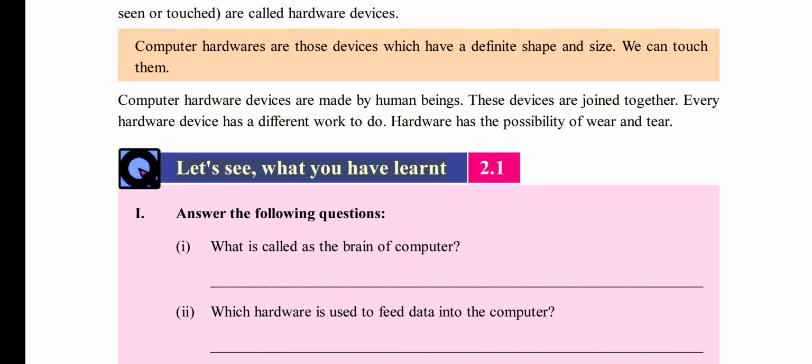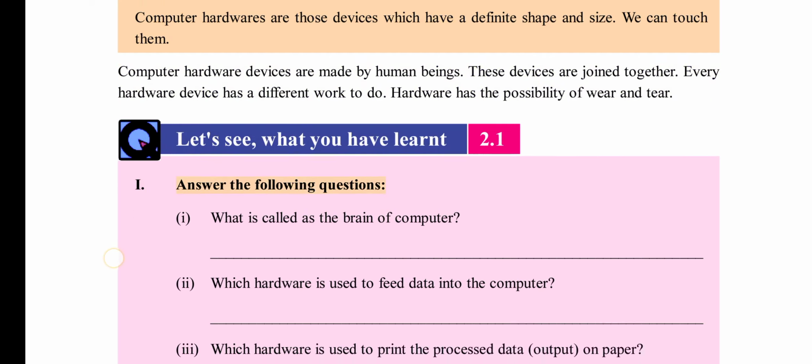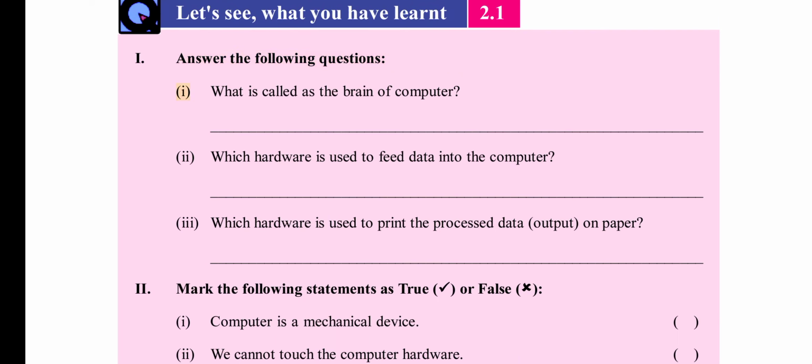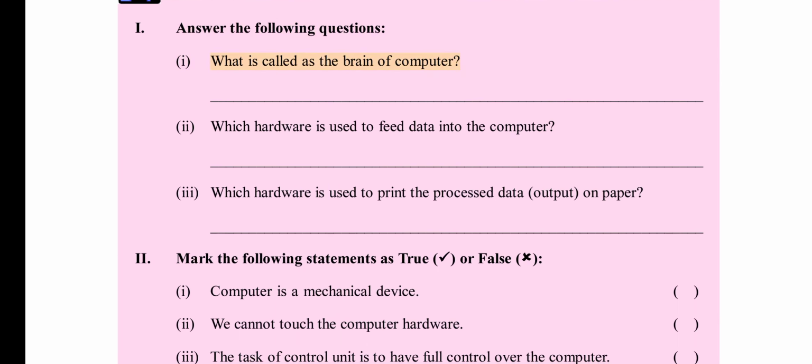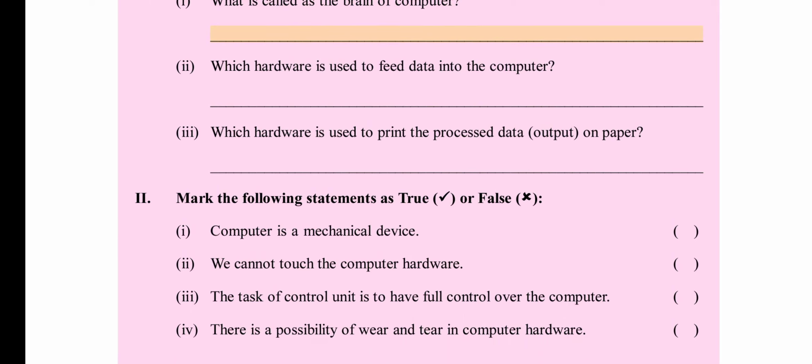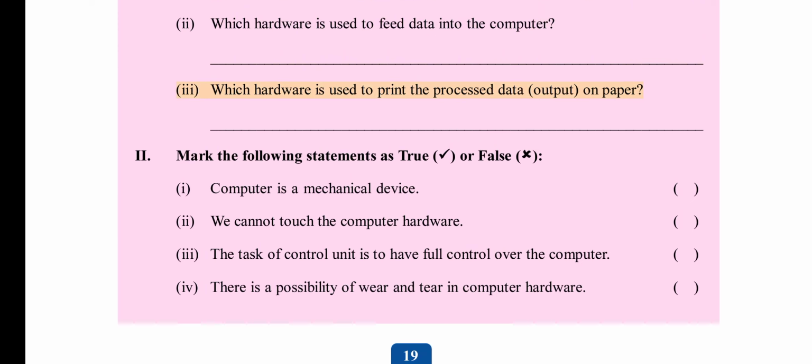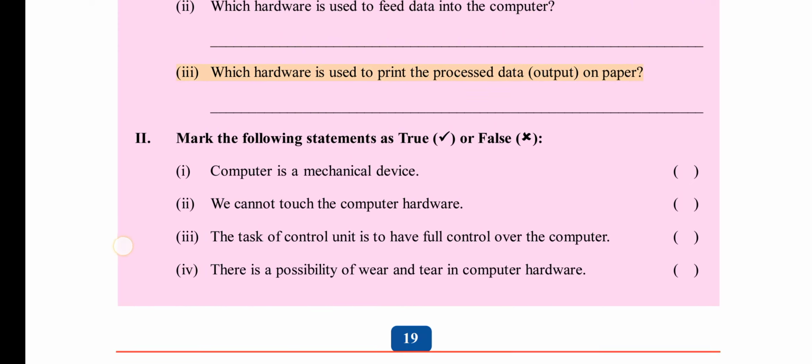Let's see what you have learnt. 1. Answer the following questions. i. What is called as the brain of computer? ii. Which hardware is used to feed data into the computer? iii. Which hardware is used to print the processed data output on paper?